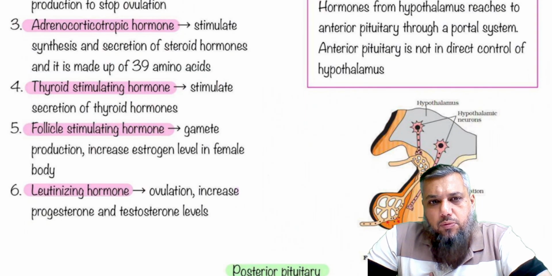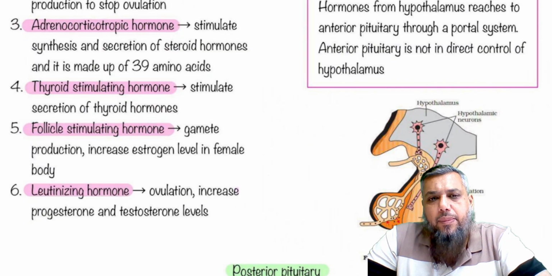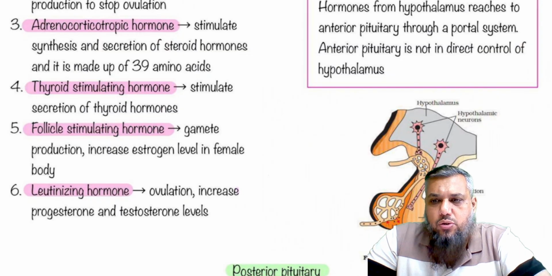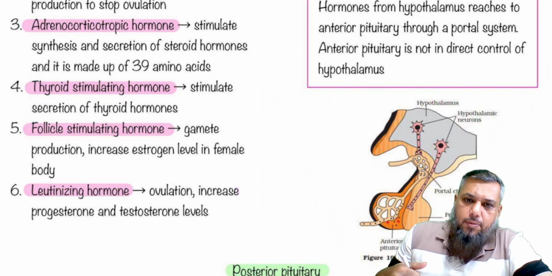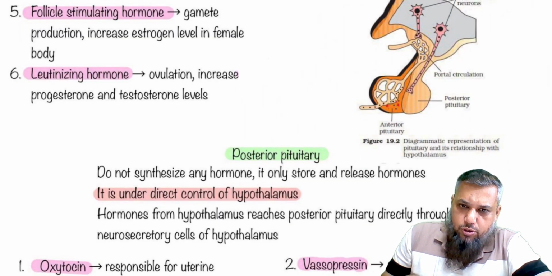LH, luteinizing hormone, in females causes ovulation. It maintains the corpus luteum so that the corpus luteum will secrete progesterone, and through progesterone, pregnancy will be maintained. In males, LH acts upon the interstitial cells of the testes and causes the secretion of testosterone. So, these are in brief the functions of anterior pituitary hormones that you're supposed to remember.